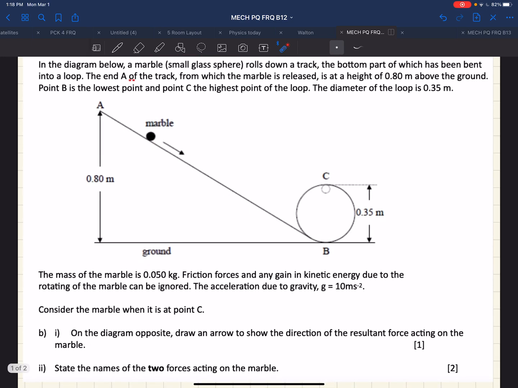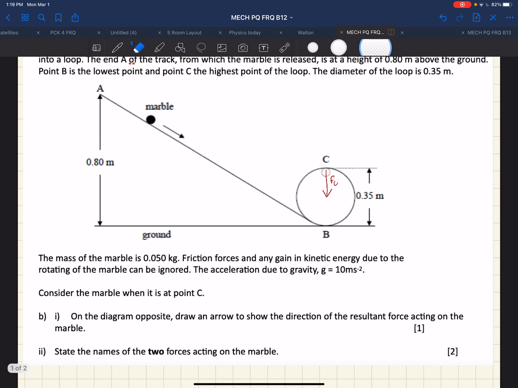At point C, draw an arrow to indicate the direction of the resultant force. Well, this thing is traveling in a circle, so the resultant force is toward the center. FC. I'll just put it that way. Let's call it the F net.